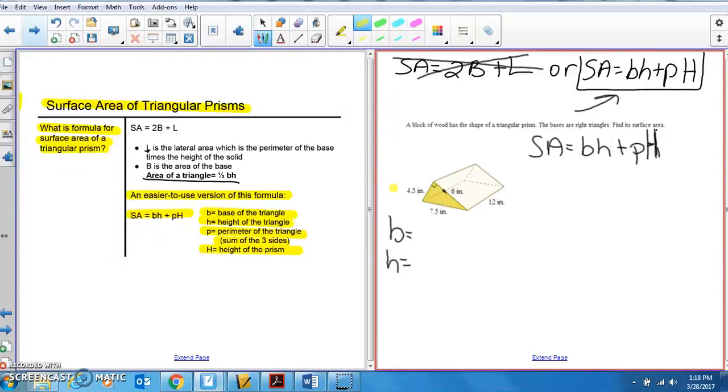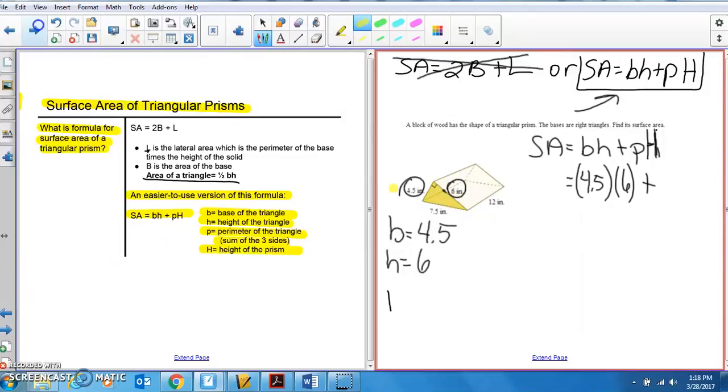It does not matter which one is which, so I'm going to let one of them be my base. So I'm going to put 4.5 as my base. And then I'm going to put the 6 as my height. And then all I have to do is substitute into the formula. So the lowercase b is 4.5 times my height, 6.